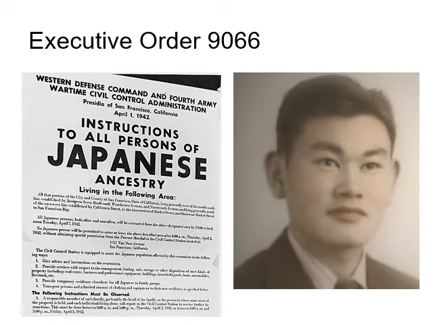Korematsu, of course, said this order deprived him of his Fifth Amendment rights to due process. He was ordered to move to this camp, basically, but he had not been convicted of any crime, right, of espionage or treason or anything like that.